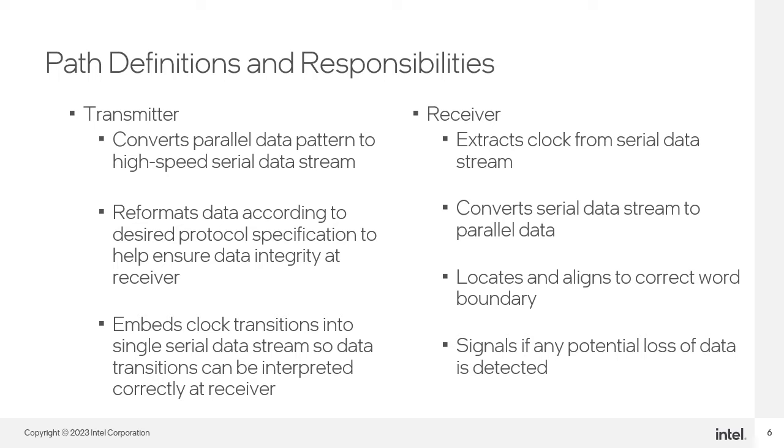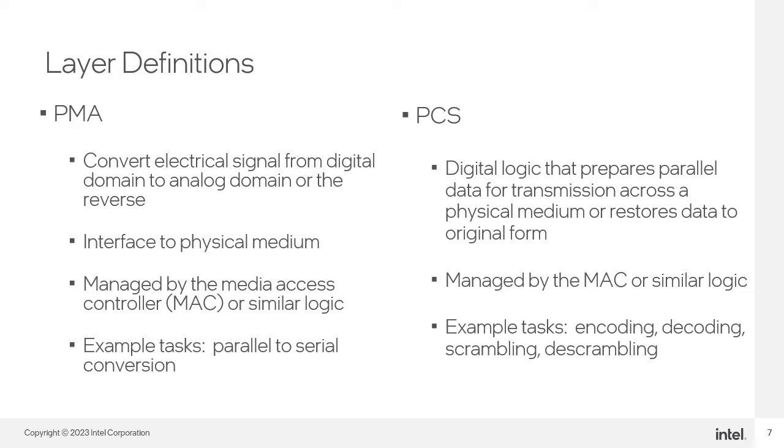The receiver path has more work to do than the transmitter path. Thus, it contains more blocks and more complex blocks than the transmitter path. The transmitter and receiver implement the PMA and PCS layers of the PHY.